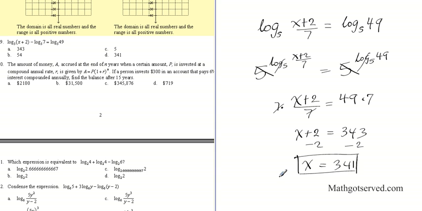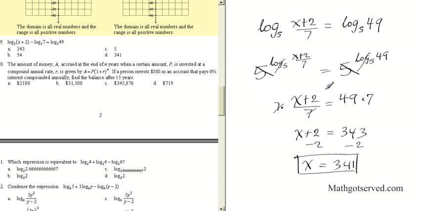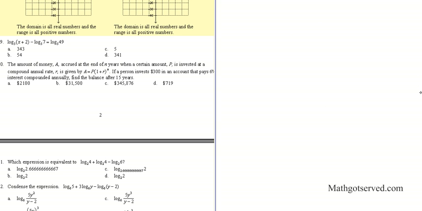Alright, moving along, let's take a look at question number 10. It says the amount of money A accrued at the end of n years when a certain amount P is invested at a compound annual rate R is given by A equals P times 1 plus R to the n. If a person invests 200 in the account and pays 6% interest compounded annually, find the balance after 15 years. So the balance is basically A, the amount of money you have left.